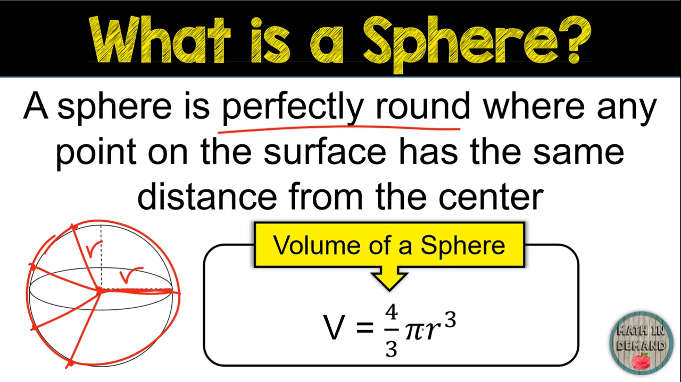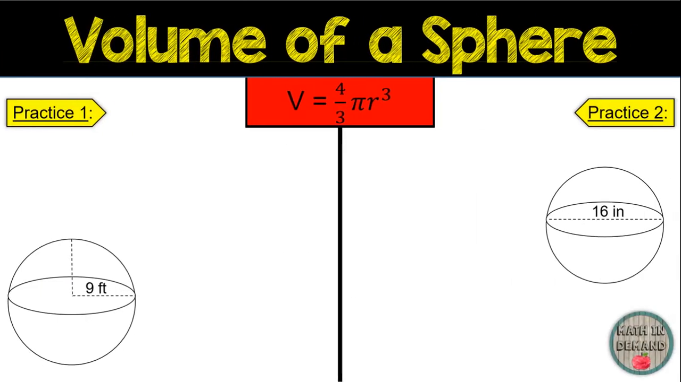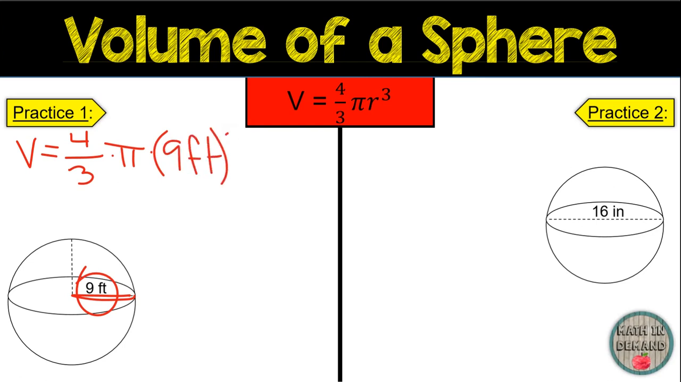Okay, so let's go ahead and take a look at some practice problems. All right, so volume of a sphere. For the first practice problem, I'm given that the radius is 9 feet. So I'm going to plug that in. I get volume equals 4/3 times pi times my radius, which is 9 feet. I have to make sure that I do not forget the cube.